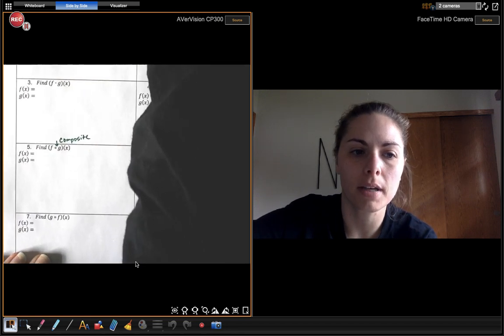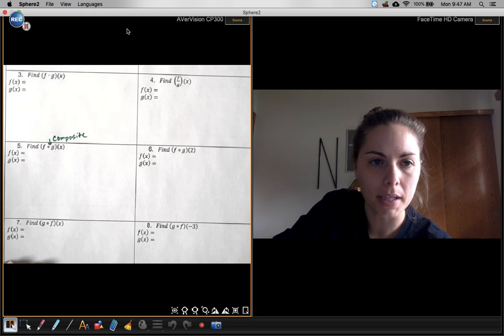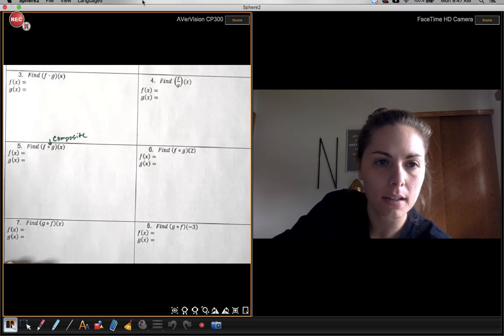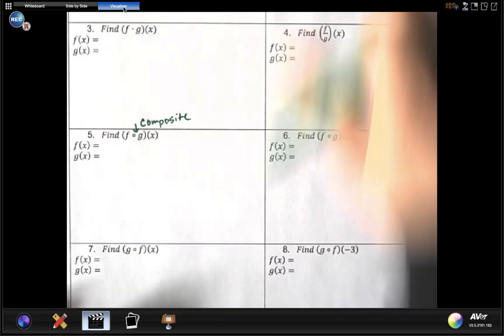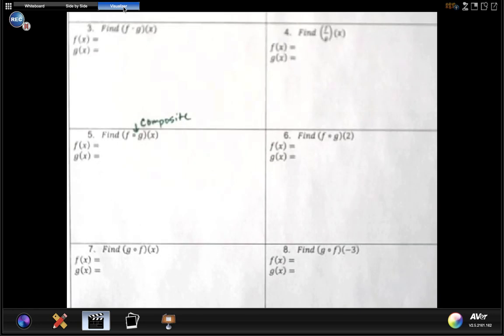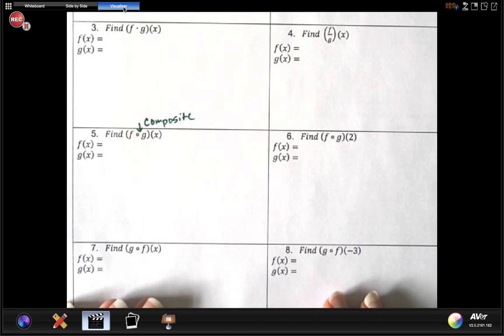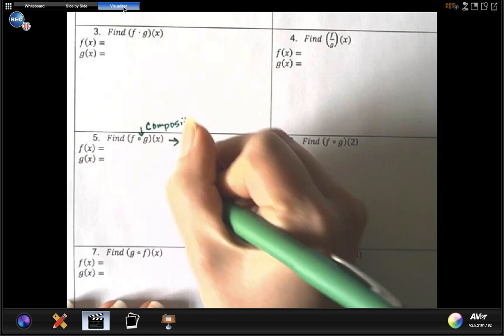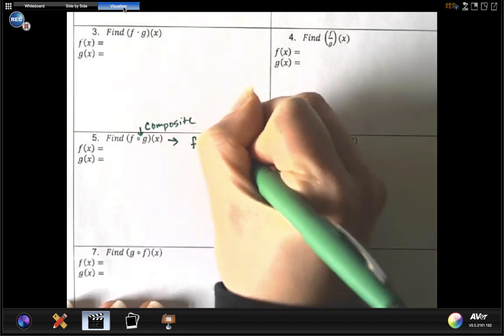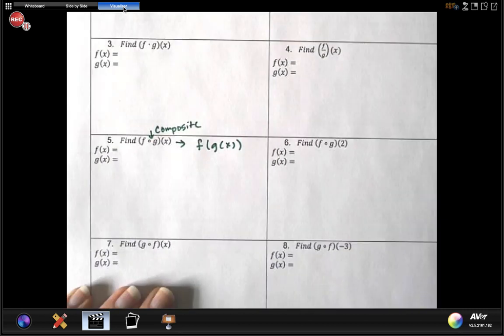Zoom in a little bit. And I'm going to make my dot cam. There we go. So, like I said, a lot of you are treating this as a multiplication sign, but it actually means composite. What this means is it's asking you to find f of g of x, meaning that function g is going to be put into function f.